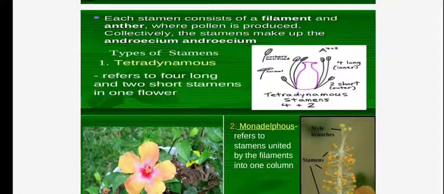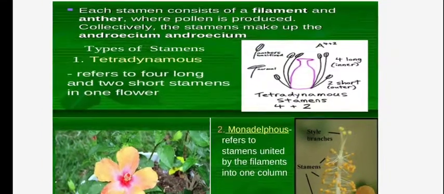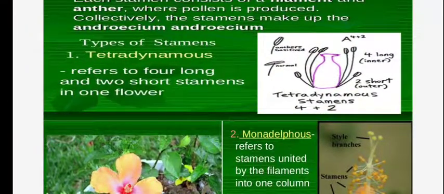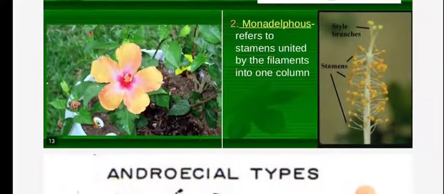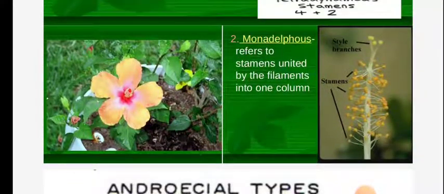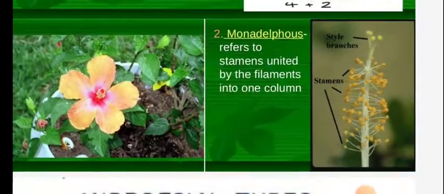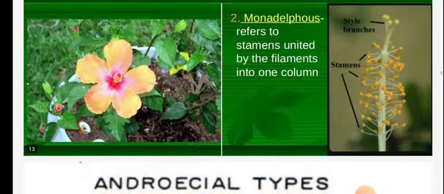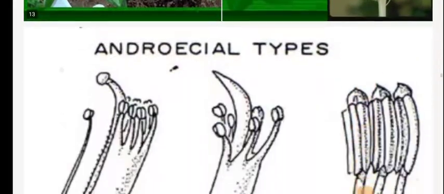Each stamen consists of a filament, and this filament shows different types. We have already seen the tetradynamous condition: two are shorter, four are longer. Then monadelphous, our good example is hibiscus. You see the left-hand photograph, a magnified portion of the stamens united by the filaments into one column. So hibiscus is the good example.